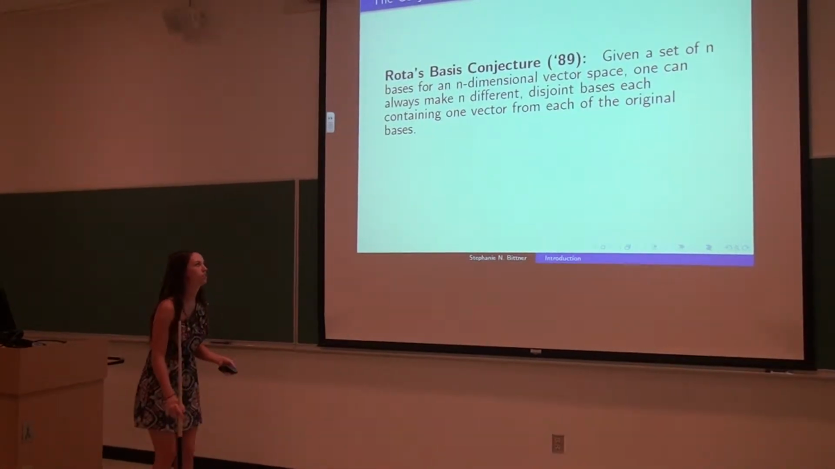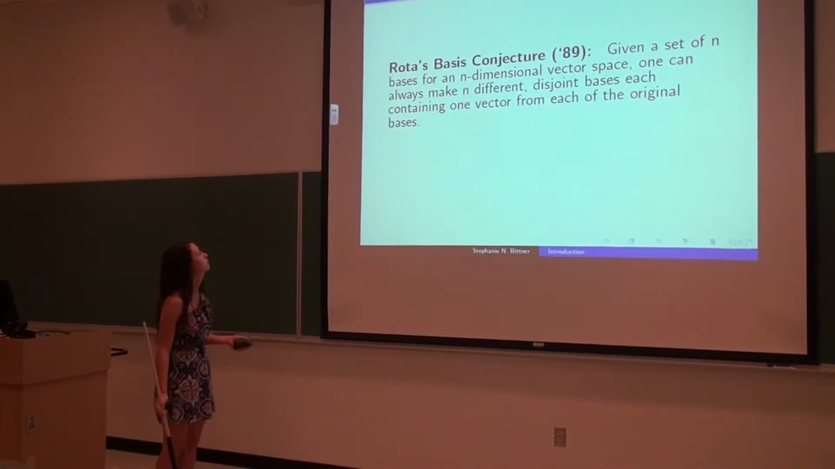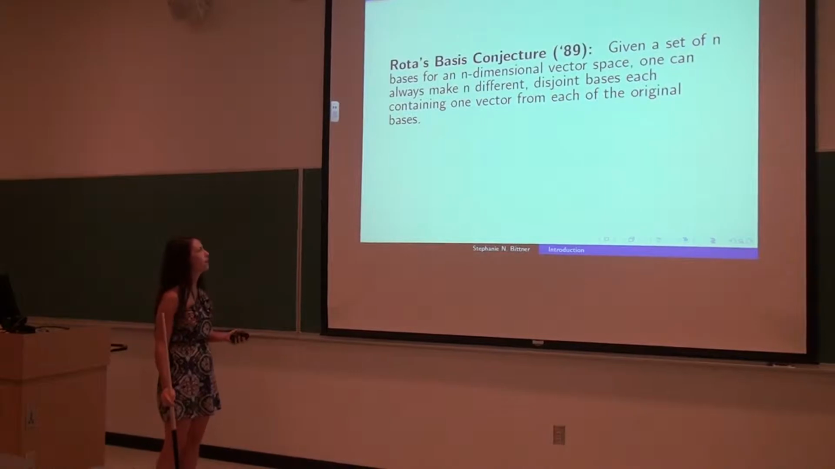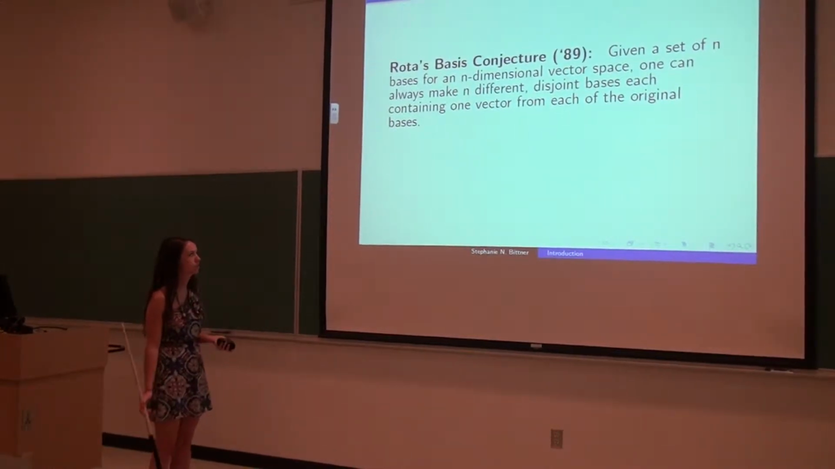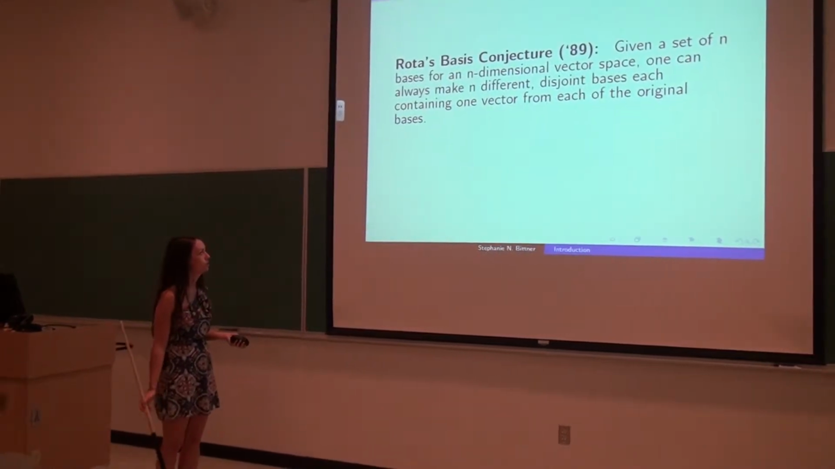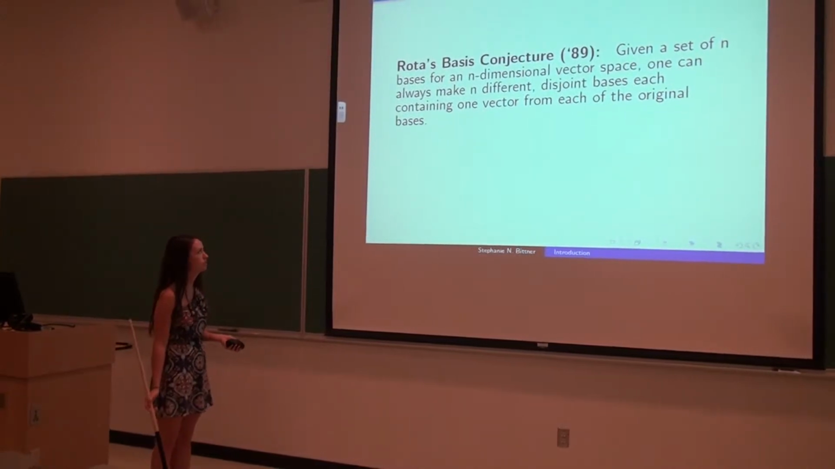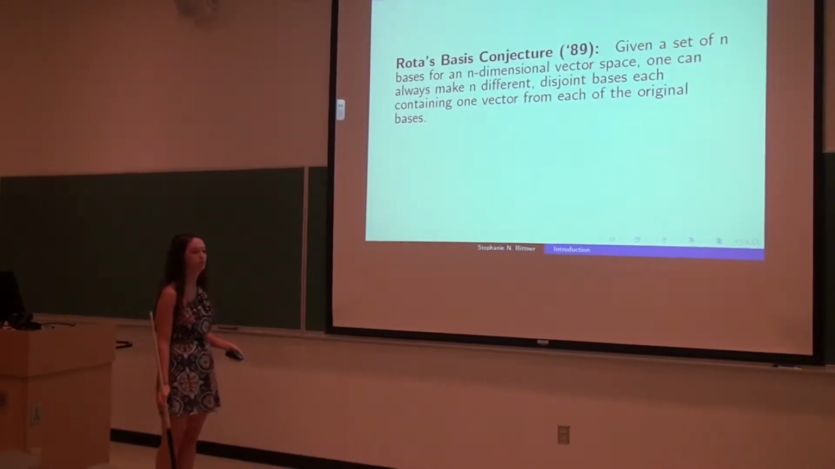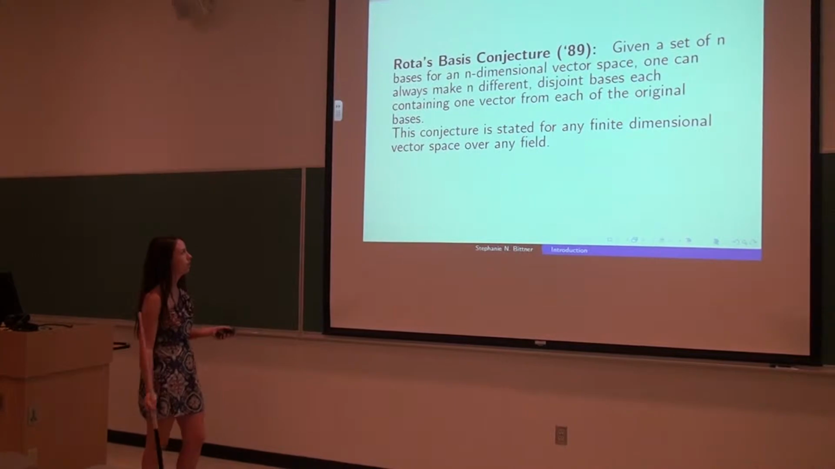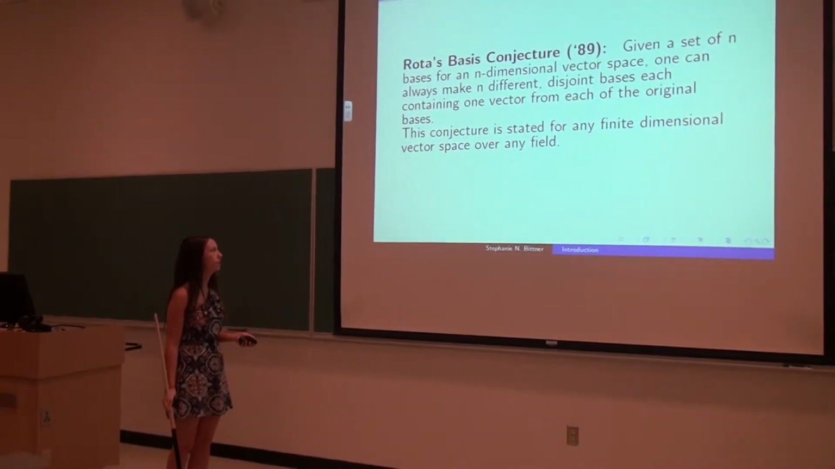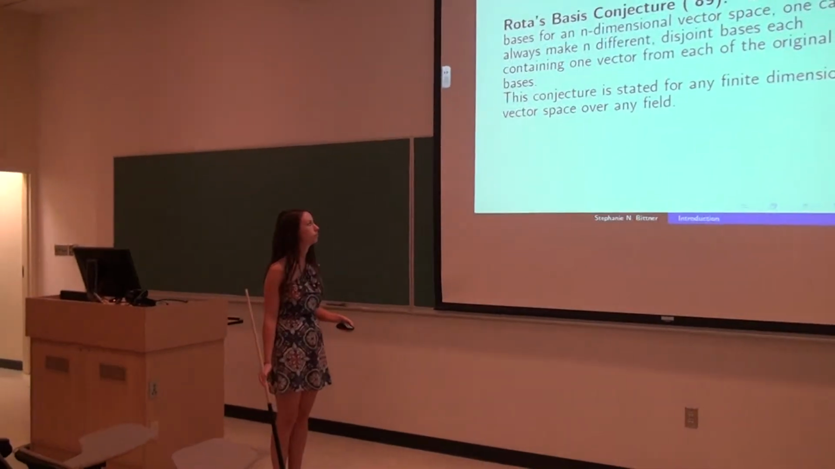So this is the conjecture that we've been studying for the past 7 weeks. It states, given a set of n bases for an n-dimensional vector space, one can always make n different disjoint bases, each containing one vector from each of the original bases. This conjecture is stated for any finite dimensional space over any field.